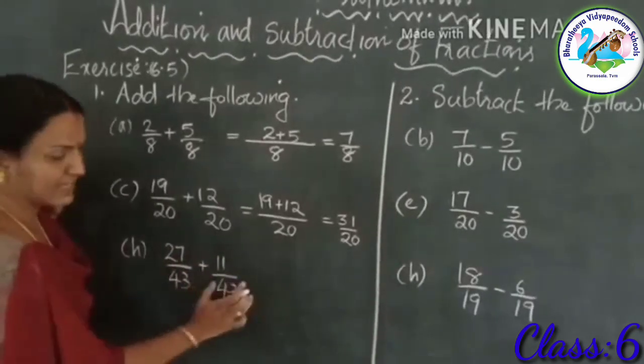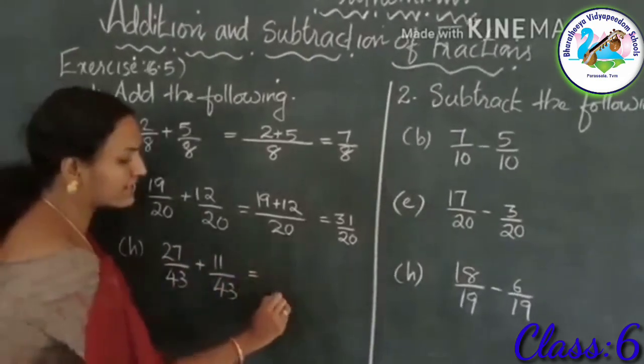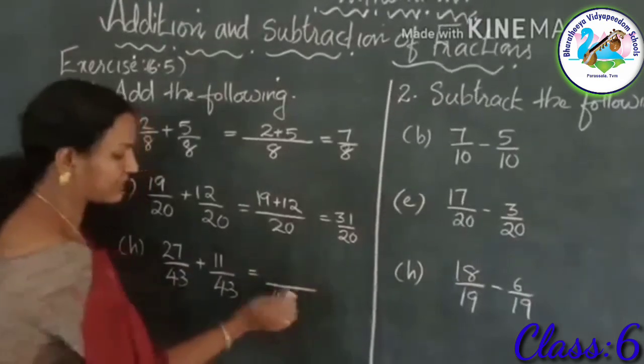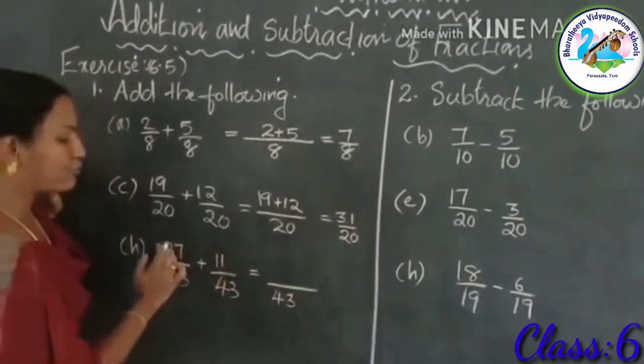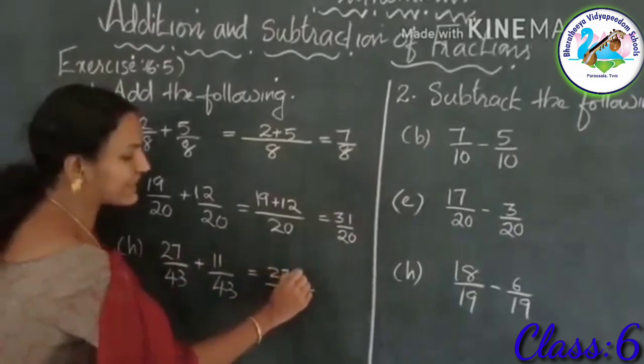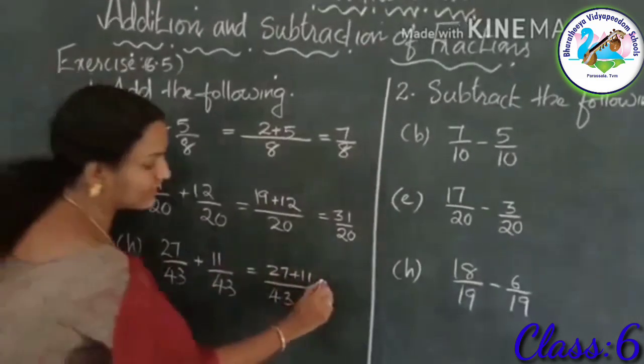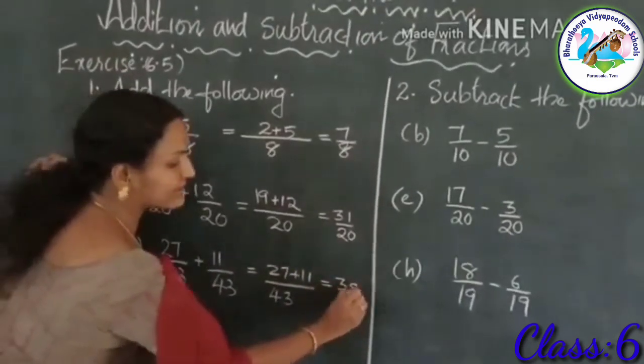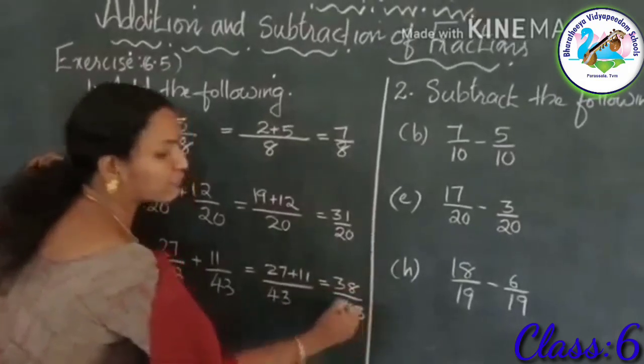Then option H, 27 by 43 plus 11 by 43. Here the denominators are same, like fractions. So write this common denominator 43. Add the numerators, 27 plus 11 is equal to 38 by 43.